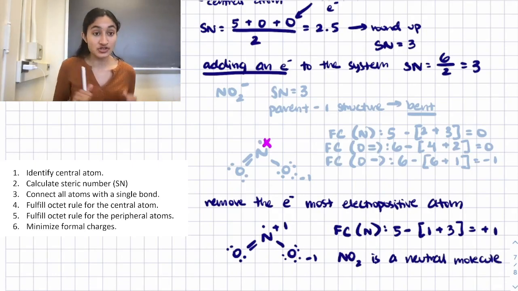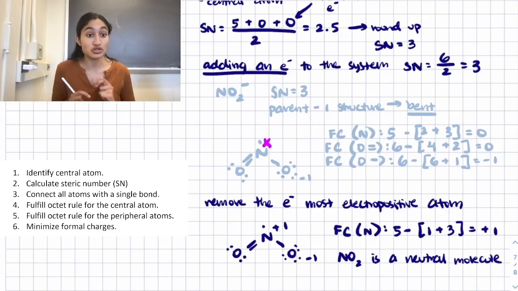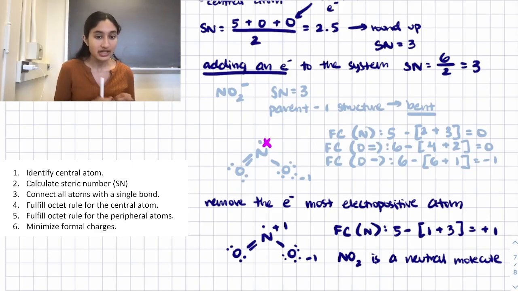Just as a last note here, currently nitrogen does not fulfill the octet rule, and that is okay, because when you have an odd electron system, you're not going to be able to fulfill the octet rule for everyone because you don't have enough electrons. So keep that in mind when you run into another odd electron system problem.